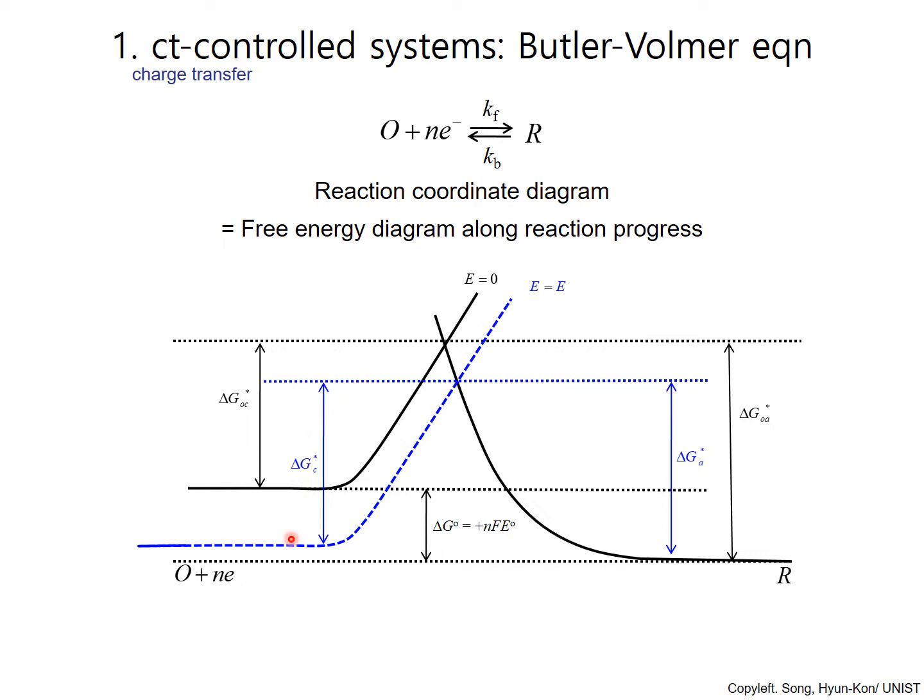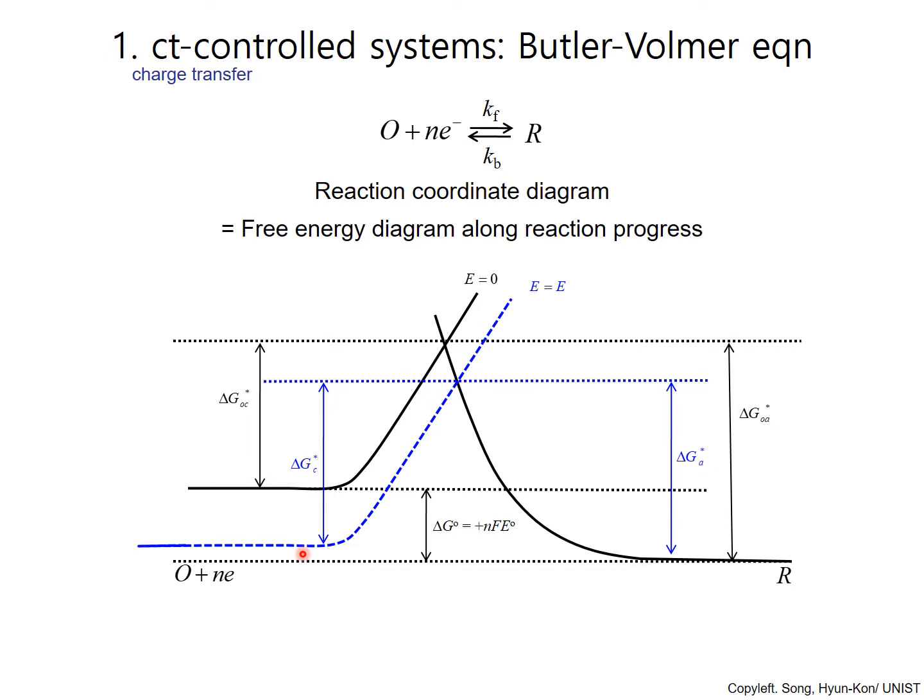But let me say, in this situation, I have applied a positive potential into the system. So this dashed line, the blue dashed line, is found below the black curve.